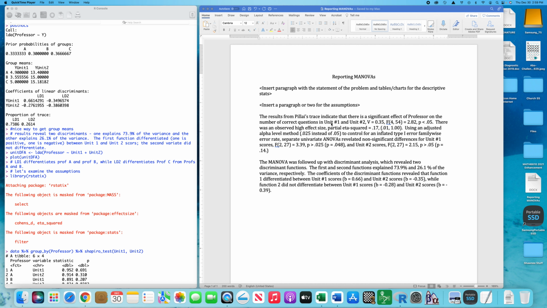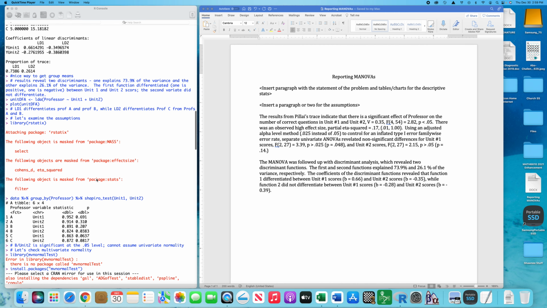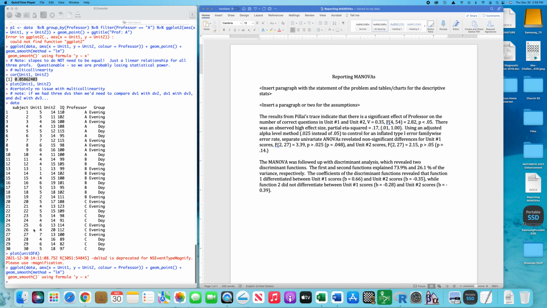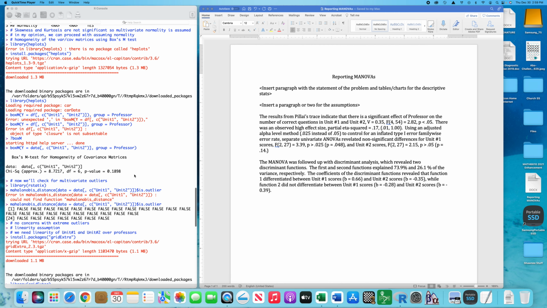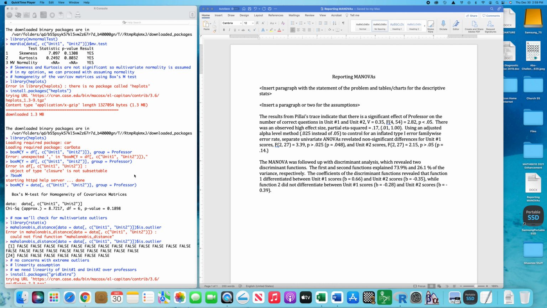Okay. So reporting MANOVAs, I'm not going through a complete example because I think I've done enough previously. But the first paragraph, I would start with the statement of the problem. In other words, I would talk about the total sample size, 30 students, who took a final exam.